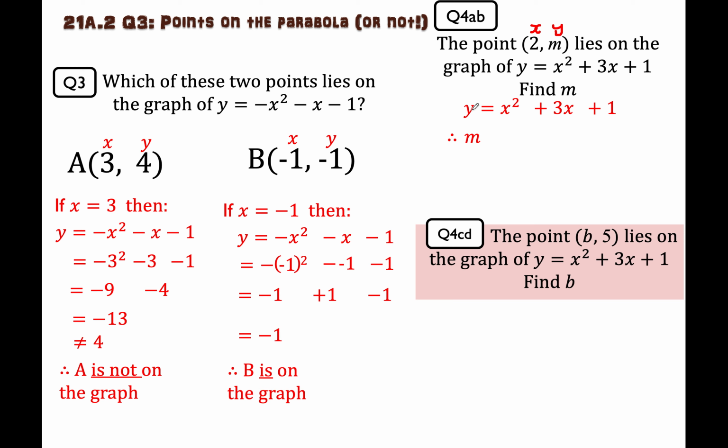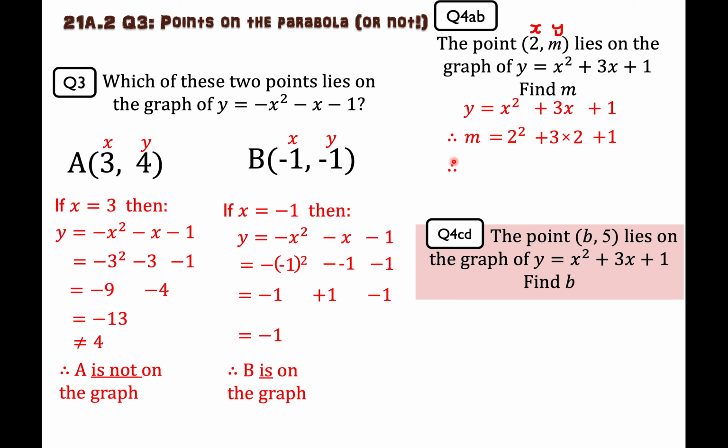So wherever I see a y, I'll replace it with m, and wherever I see an x, I'll replace it with 2. Okay, so I've got y, I replace that with m. Then I've got my equals. My x squared, but I'm replacing x, aren't I? I'm replacing x with 2. So I've got 2 squared plus 3, and then I replace the x with 2. There is an invisible symbol here between the 3 and the 2. Between a number and a letter, the invisible symbol is a times. Okay, and then I've got this add 1 on the end. I don't need to do anything with that yet.